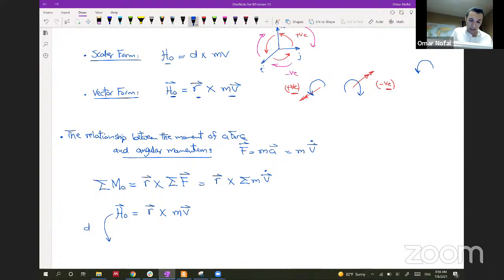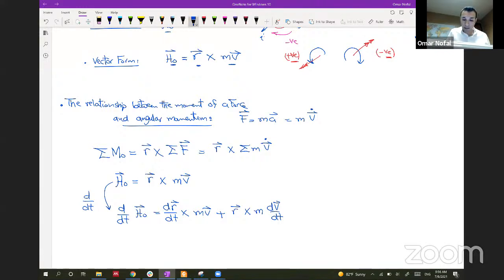So if we get the time rate of change of the angular momentum, it's two quantities. You will get the derivative of the first one cross product with the second quantity, plus the first vector cross product with the time rate of change of the second. We can take the mass outside, and it will be dv vector dt.